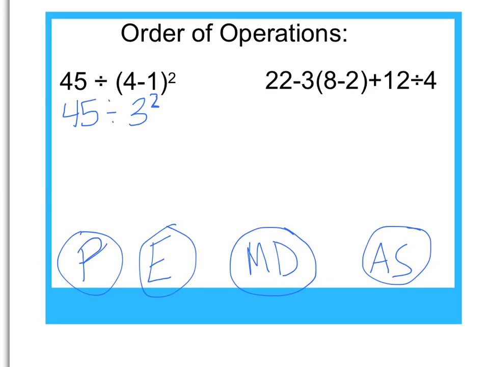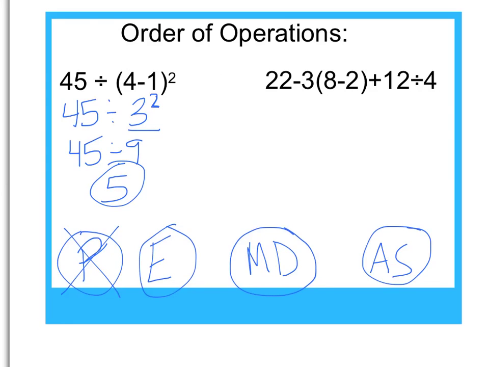All right, so the next thing, I did all my parentheses, is exponents. There is an exponent, so I'm going to do that. Remember, this is not 3 times 2, but it's 3 times 3. 3 to the power of 2 means 3 times itself, 2 times, so 3 times 3, which is 9. So this says 45 divided by 9. And last step, there's only one thing left, so I don't need to look at my order. I'm just going to take 45 divided by 9, which is 5.